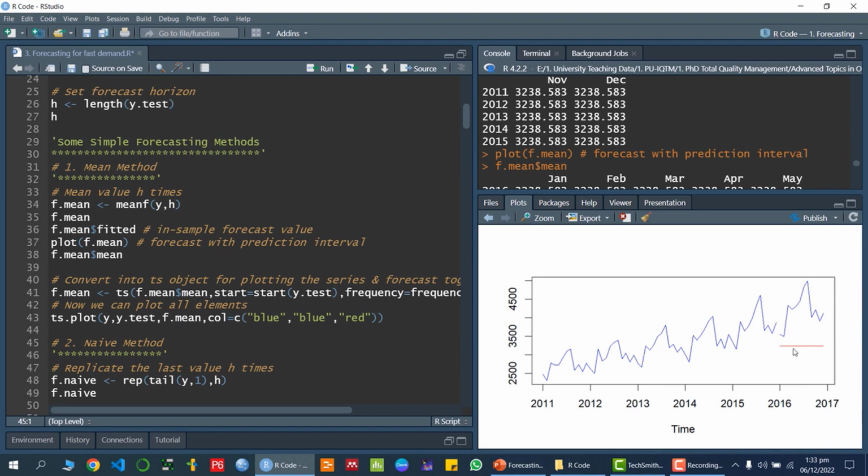So this one is basically, you can say, with the help of mean values. Okay, sorry, this is not the forecasted value. Basically, this is the test values. This is basically the forecasted graph.